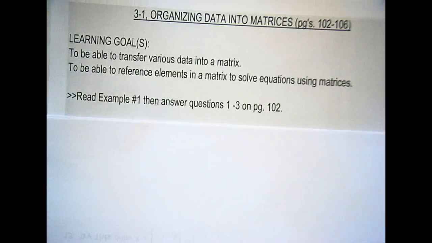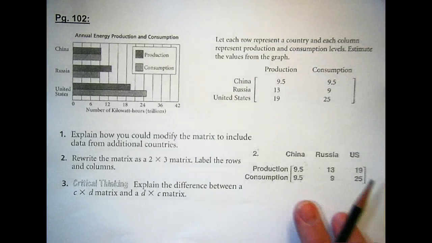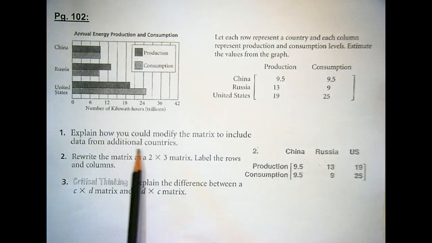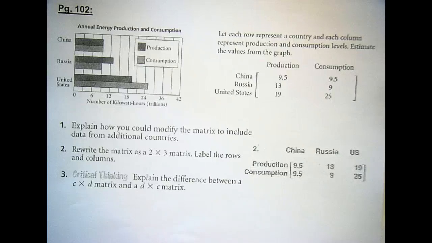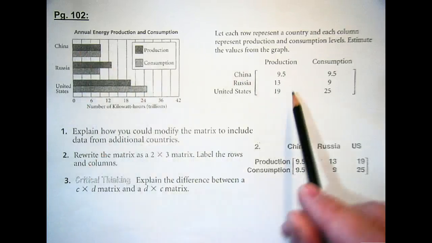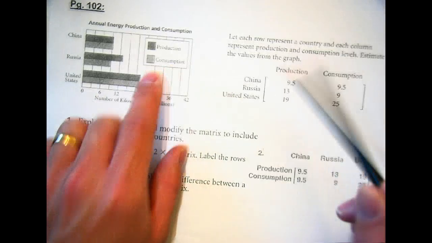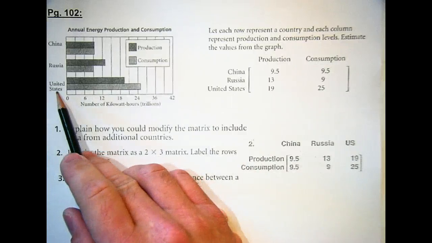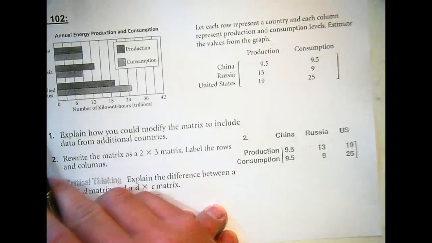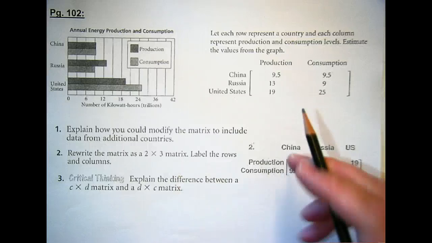Attention up here, please. Sounds like we're ready to roll, so here we go. Number 1, matrices. If you remember back when we did this earlier in the year, number 1 says, page 102, explain how you can modify the matrix to include data for additional countries. So we're looking at this from this graph. We take the data from the graph, we've organized it based upon the country and the production, the consumption. We've put it in this matrix. If I wanted to put, say, Germany in here and Italy, how would I modify my matrix? Lee? Add another row. Good, I'd have to add rows.